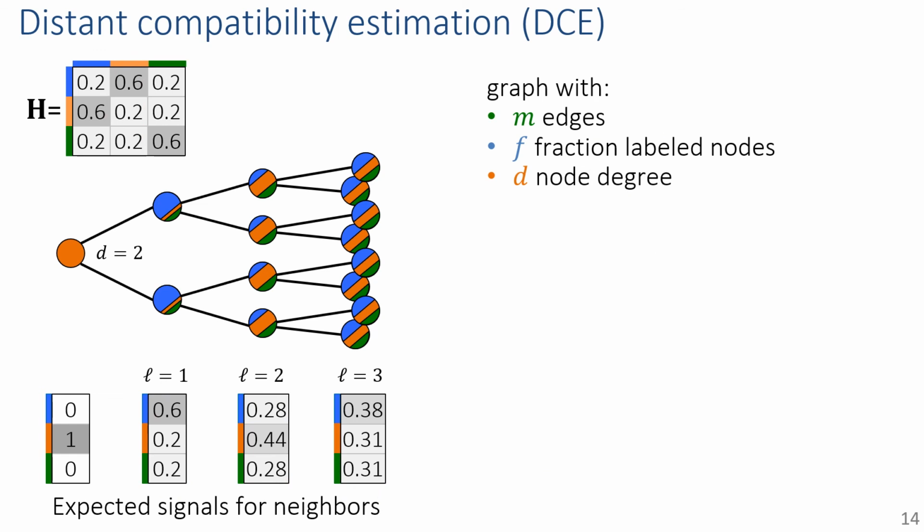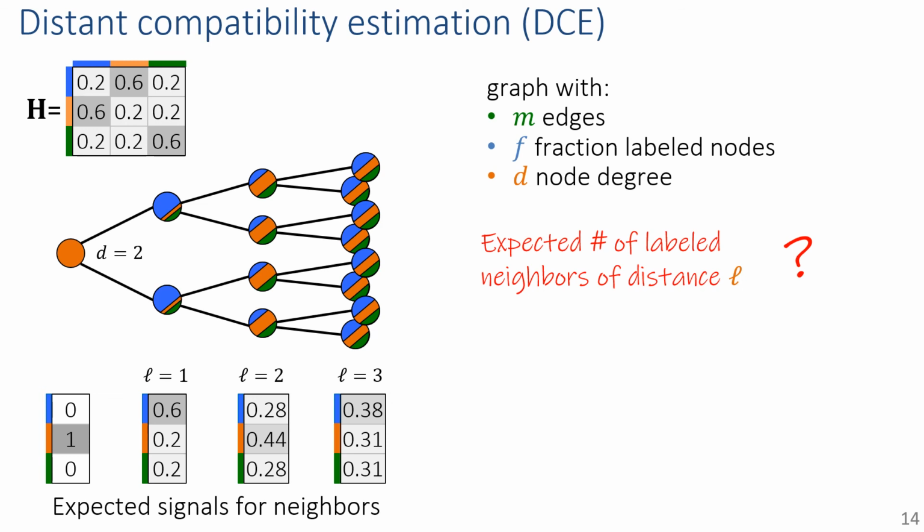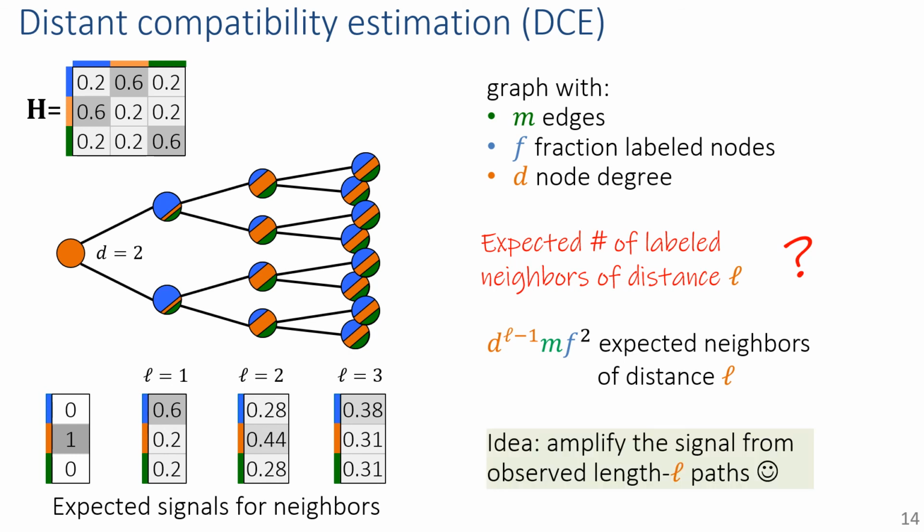Let's repeat our challenge question from before. Assume we have a graph with m edges, a fraction f of labeled nodes, and an average degree d of each node. What is the expected number of labeled neighbors of distance L? Well, it's similar to before, only now we have a factor that grows exponentially with the length of the paths. Thus, the idea is that we can now use exponentially more longer paths to make up for the sparsity in data that we have. That's what we call amplification.